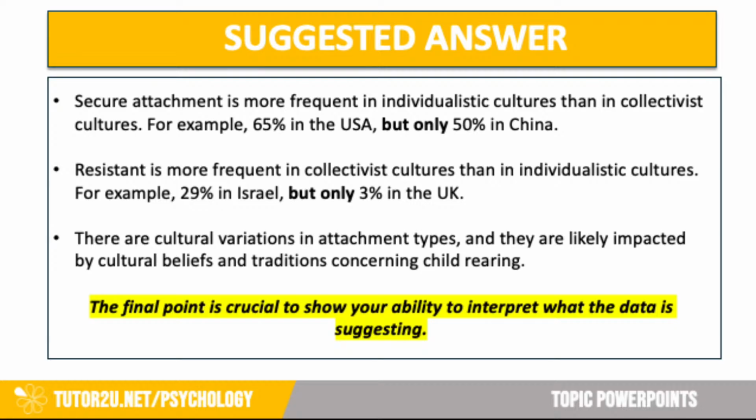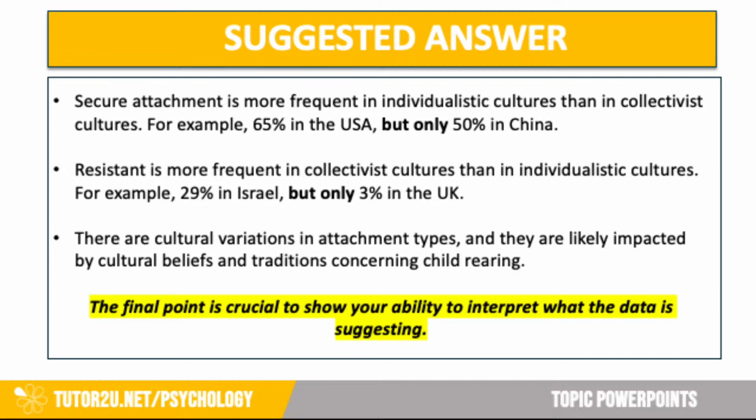Yeah, Ben was coming in there as well. So yeah, and you can obviously offer some percentages to back that up as well. We weren't expecting that in the chat. So secure attachment, more frequent in individualistic cultures than collectivist, and we said you could back it up with a couple of percentages there. Resistant is more frequent in collectivist cultures than in individualistic cultures, which we had there, didn't we? And again, you could back that up.